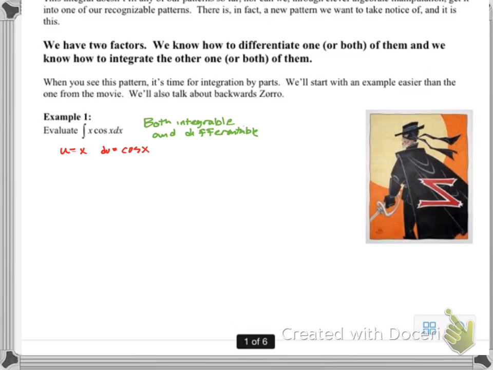And by the way, there's a cosine of x dx. I left off the dx. It should be there. Your dv is always going to pick up that dx. I'll put it back here in a second.